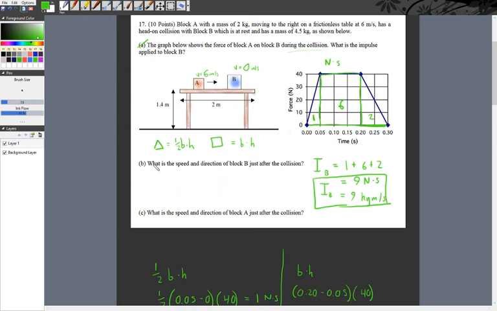Now, part B. What is the speed and direction of block B just after the collision? Its direction after the collision is going to be to the right. These forces, obviously, coming from block A, are going to be pushing block B to the right. That's the contact force. So we know the direction is going to be to the right, but what's the actual speed?